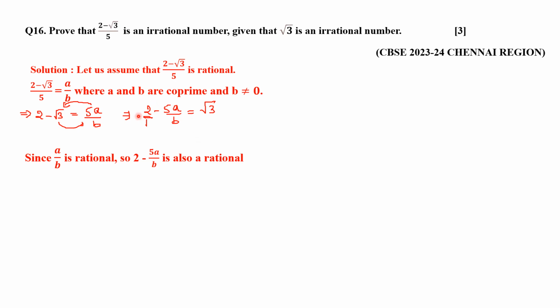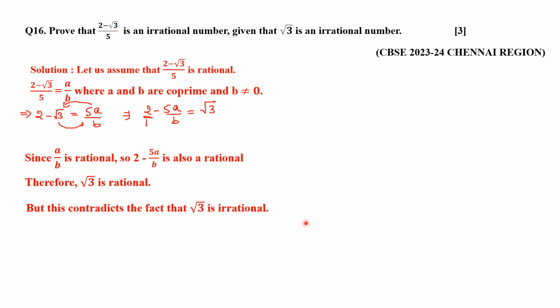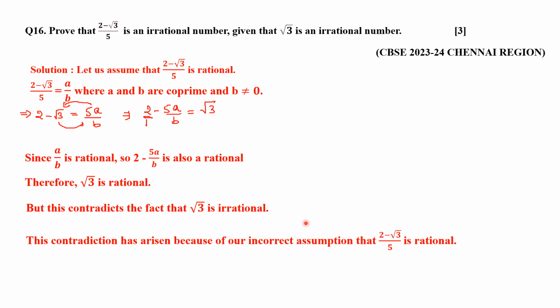But if this is a rational number and this is equal to root 3, it means root 3 is also a rational number. But what is given in the question? It is given that root 3 is irrational, isn't it? And why does this contradiction arise? Because we have assumed that 2 minus root 3 by 5 is a rational number. So from here we can say that 2 minus root 3 by 5 is an irrational number. Okay. So I hope now these types of questions you are finding easy to solve, and for sure a 3 mark question will be there in the exam.